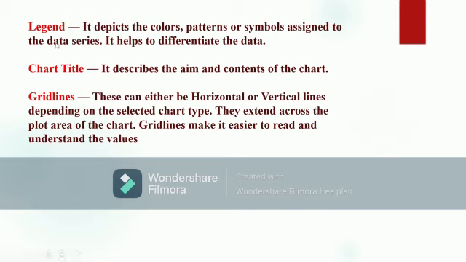Then chart title, already you know, it describes the aim and contents of the chart. So by the title itself, we have to know what the chart represents. So according to that, just give the title of the chart. Grid lines, yes, of course, I have explained, they are horizontal or vertical lines depending on the selected chart type. They extend across the plot area of the chart. Grid lines make it easier to read and understand the values. If you don't want, you can skip the grid lines also. Okay, are you clear? Yes.